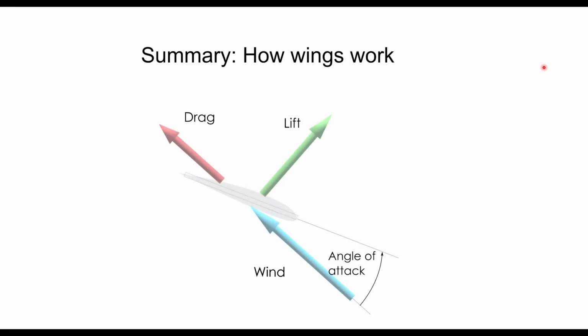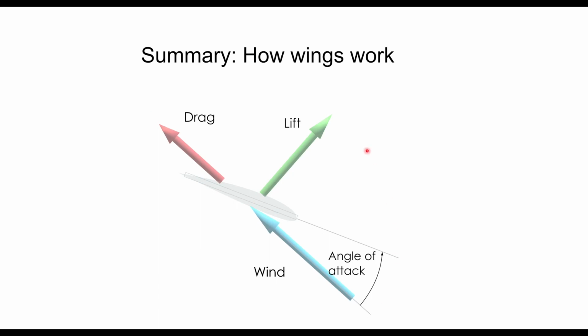Okay, to summarize then, how do wings work? In a simplistic way, the main thing we have to remember with a wing, it's the angle of the wing relative to the wind that generates the lift. So this angle here is the angle of attack. As before, the drag is always in line with the wind, so it always slows the wing down. The lift is in the perpendicular direction.